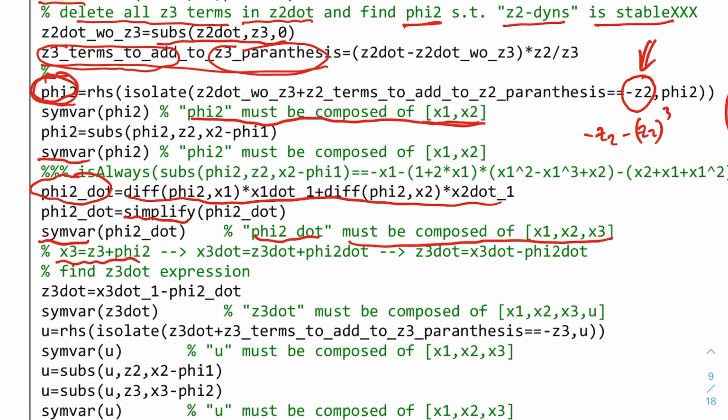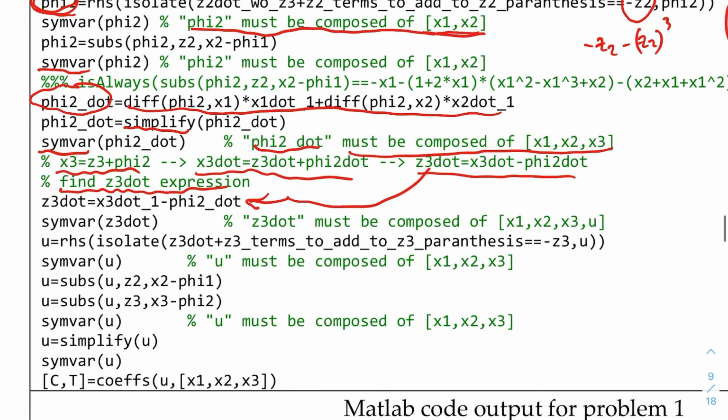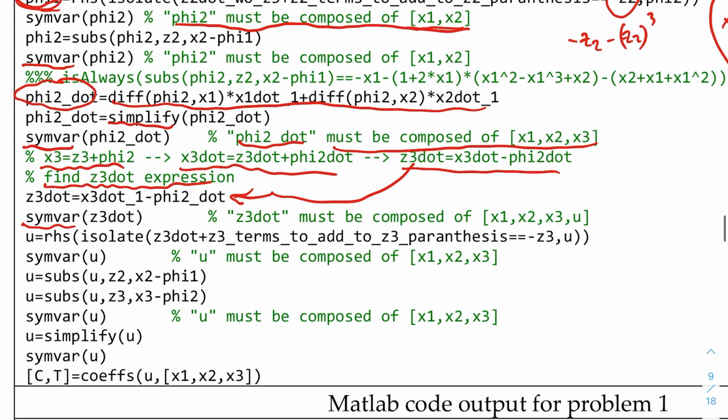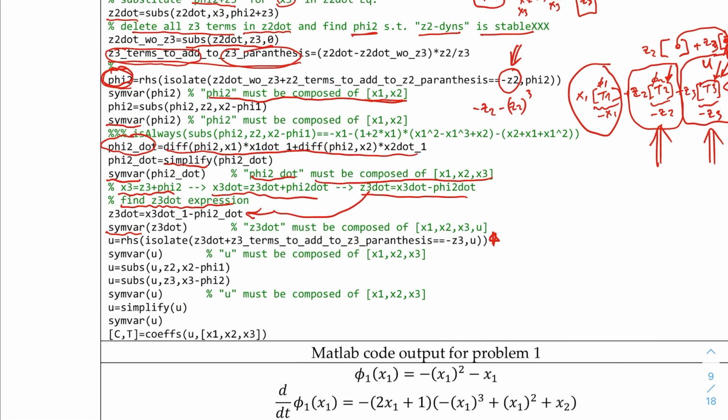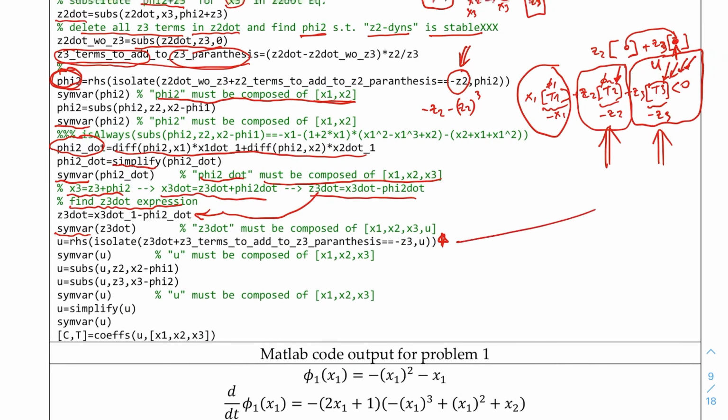Okay, this is an observation, and this is typical equality for the transformation. And again taking the time derivative and isolating z3 dot. Okay, find the z3 dot expression. And this is the expression, right? This is the equality, and again checking the dependencies. And now this is where we do this.